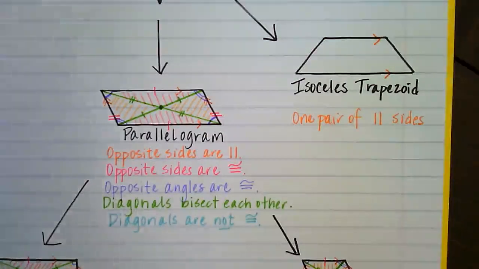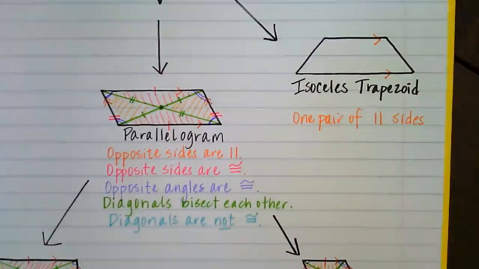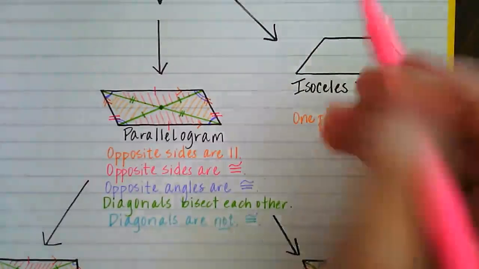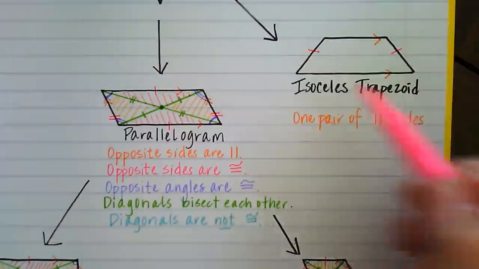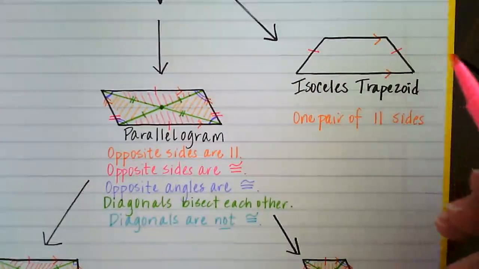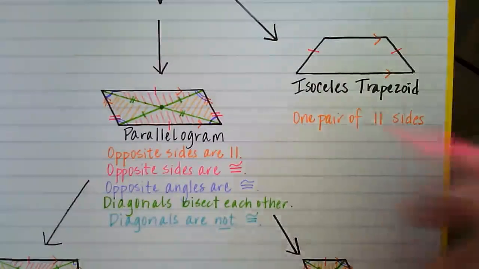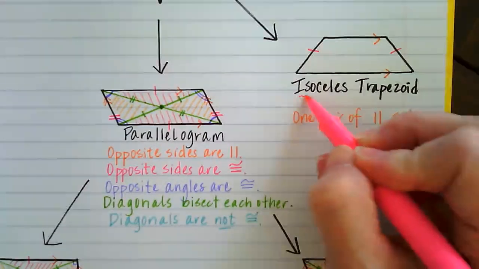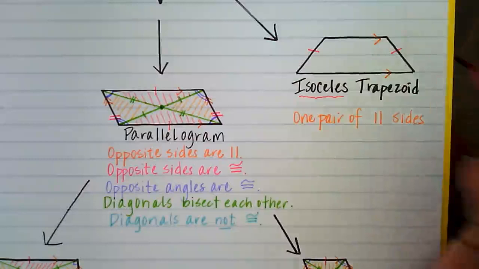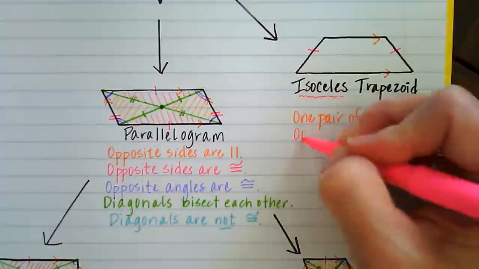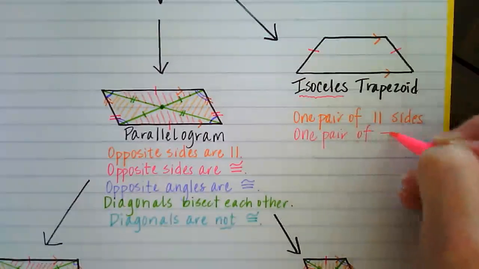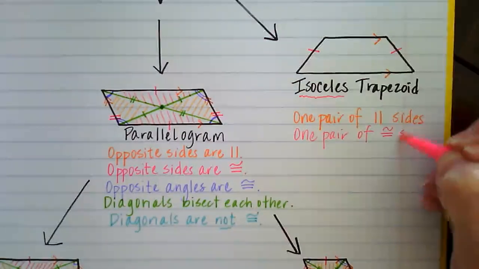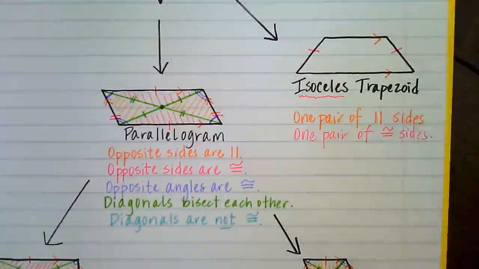Looking at the fact that it's isosceles, these opposite sides are congruent. So the sides that are not the bases are congruent, and that's because it's isosceles. So there's one pair of congruent sides. All right.